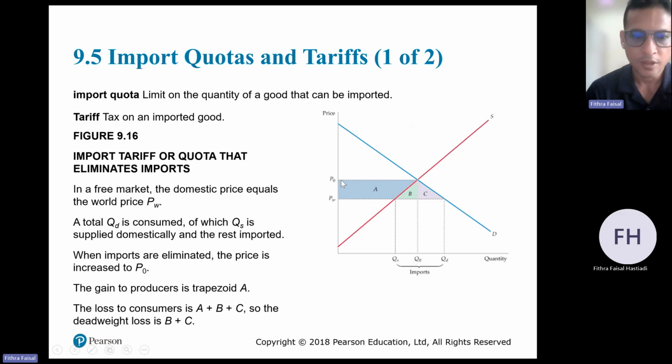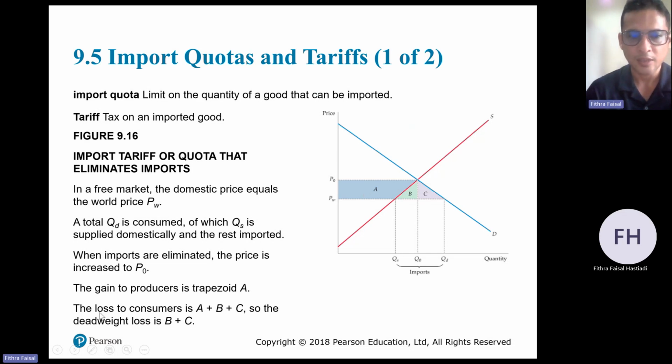So we have here P0 over here, as if the producers or the government are setting the price higher than the world price. This is an incentive for producers to produce. So we have here the producer surplus increasing, A.